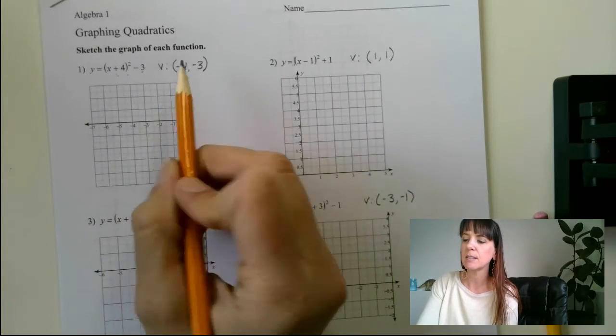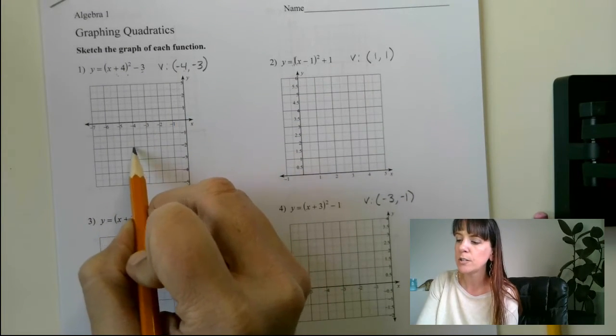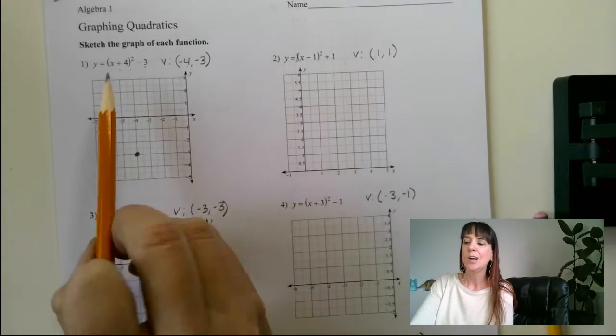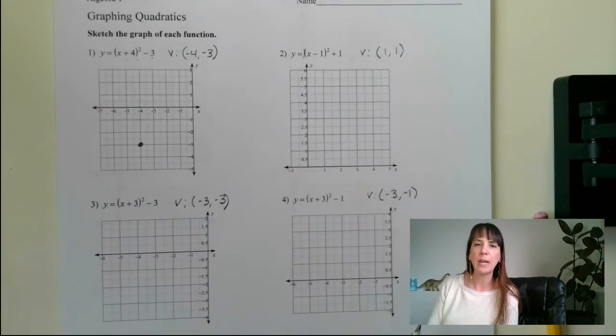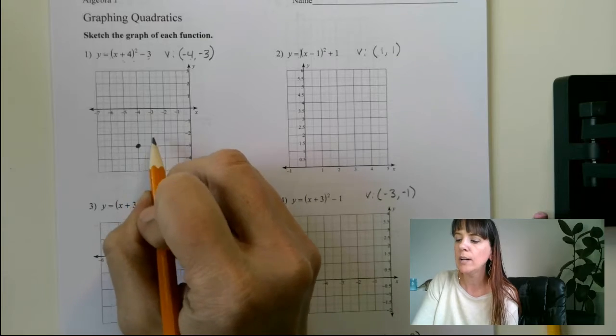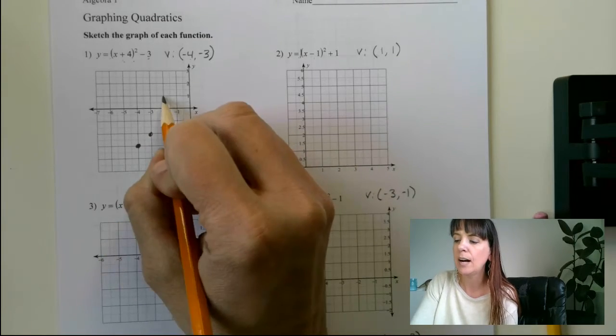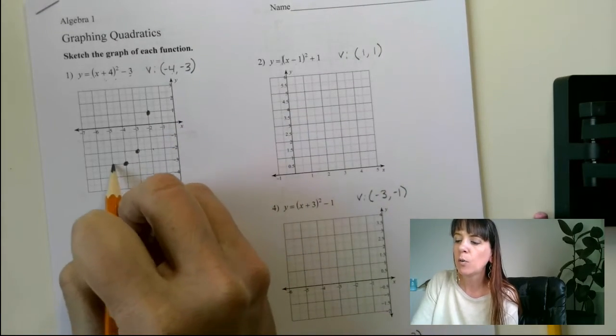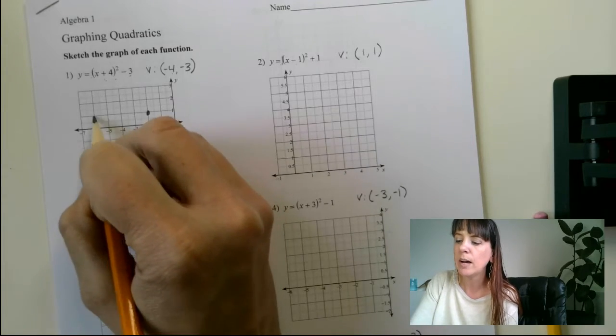So let's start by this. Over -4, down 1, 2, 3. There is our vertex. We know that our A is 1 here, so we have our normal pattern. Over 1, up 1, over 1, up 3.